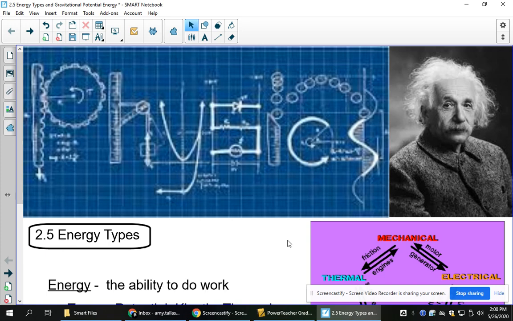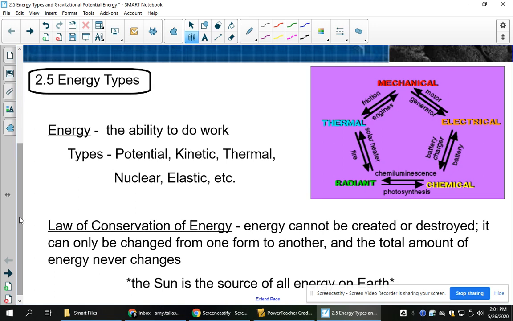So energy, when we define it in science, is first of all a scalar quantity. So energy doesn't have a direction. And it's, in physics, the ability to do work. And work is whenever you apply a force and an object moves a distance. So anything that can move due to a force is going to have energy.